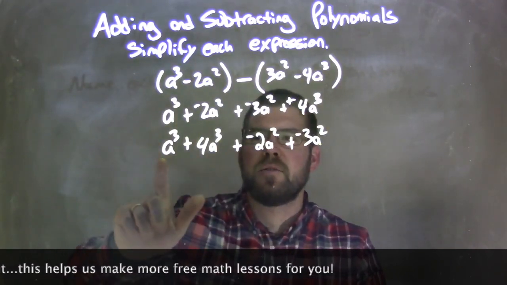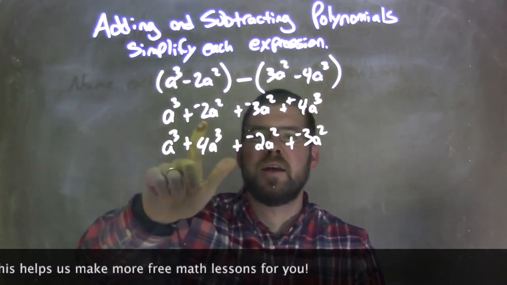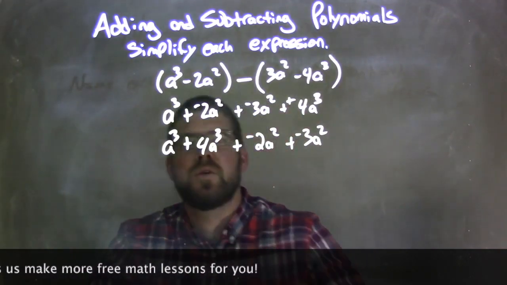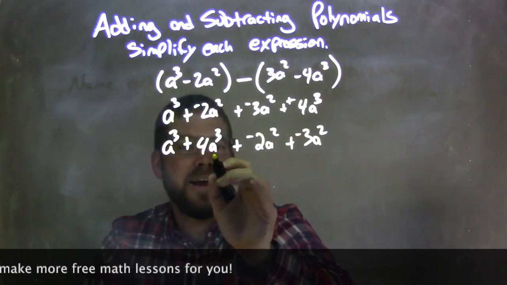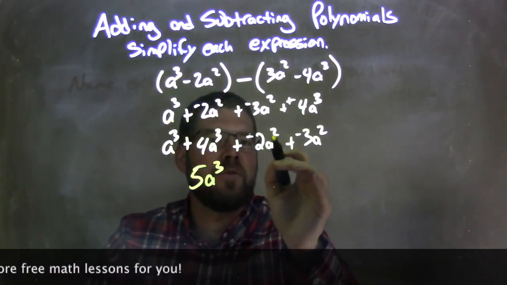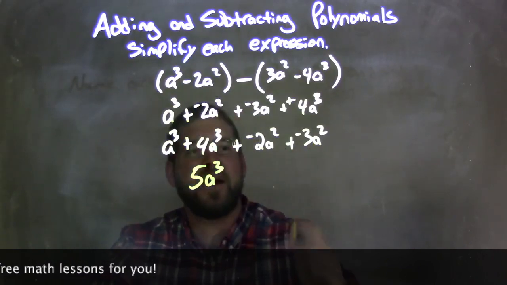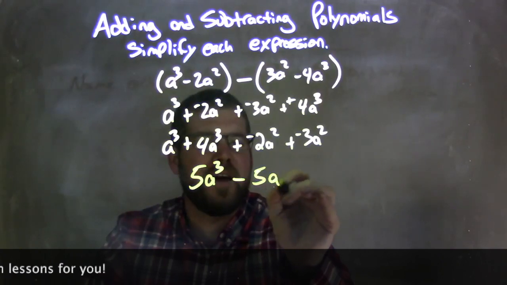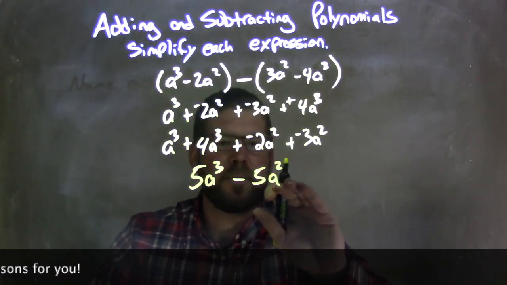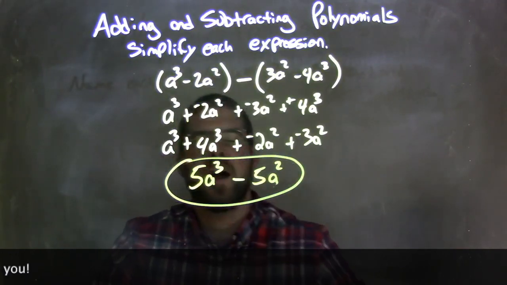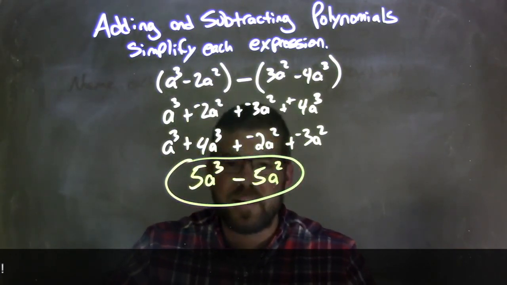I have a to the third, then 4a to the third, then negative 2a squared, and then negative 3a squared. Now we combine our like terms. A to the third plus 4a to the third is 5a to the third. And then negative 2a to the second plus a negative 3a to the second is negative 5a to the second, or a minus 5a to the second. And there we go. We have our final answer here. It's simplified. It's 5a to the third minus 5a to the second.